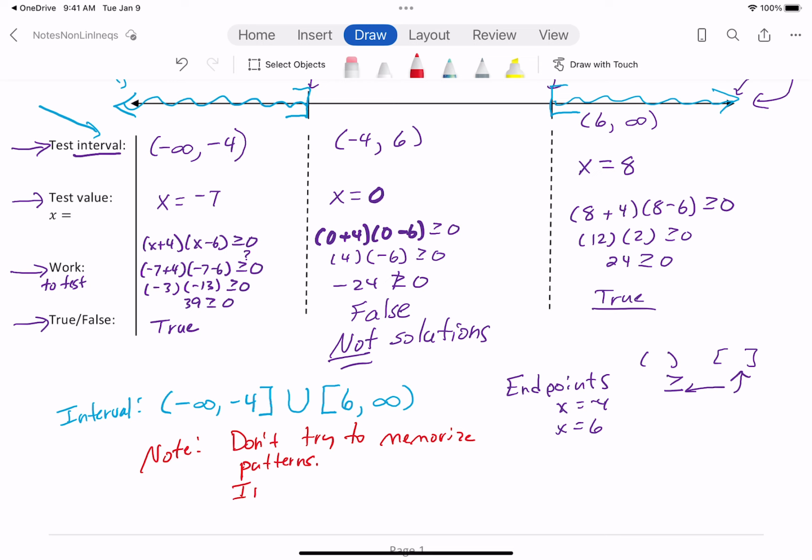So when it's not linear, the inequality sign itself does not determine where we shade for solutions. It does indeed take this entire process. All right.